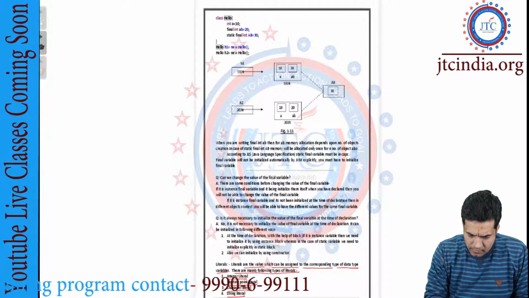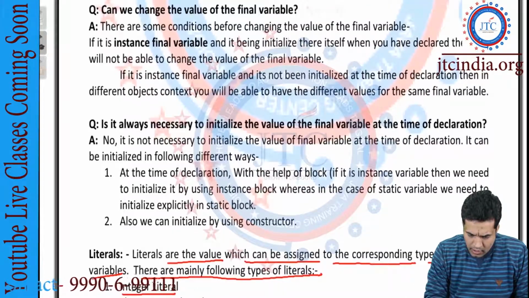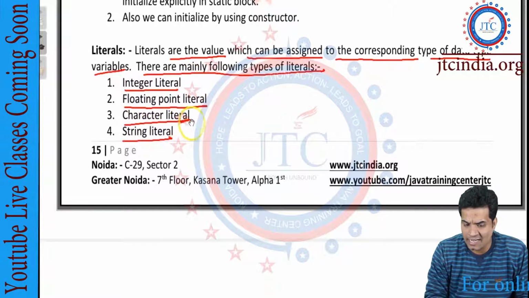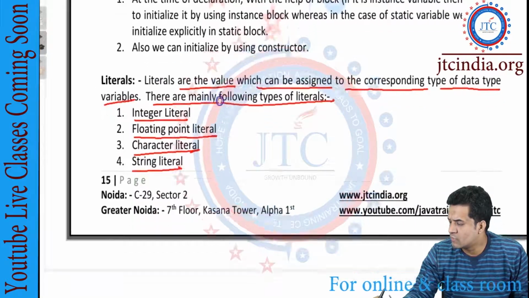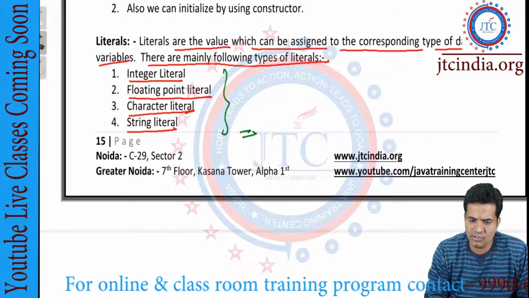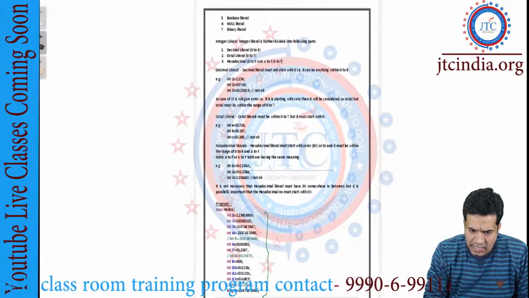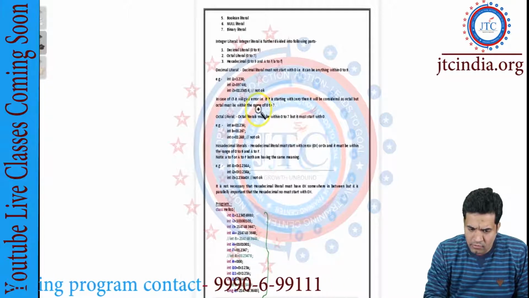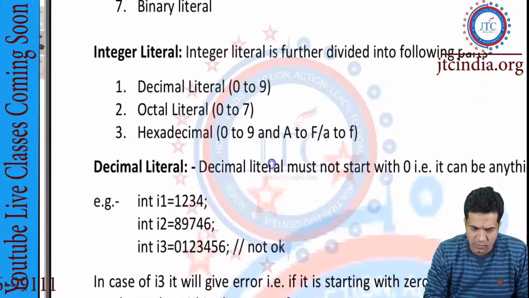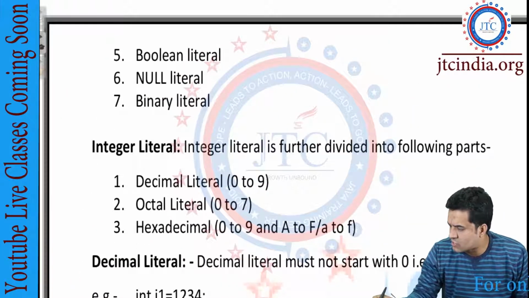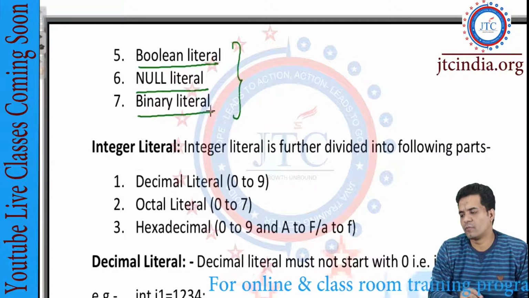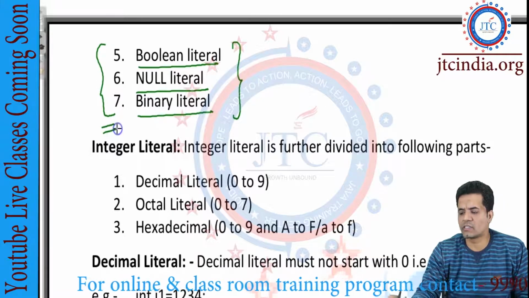This is your notes, right? Yeah. You just see here in these literals: integer literal, floating point literal, character literal, string literal. These following literals we have discussed, right? Coming to the next page, there are a few more literals available. We have discussed all of these as well: Boolean literal, null literal, and the binary literal.